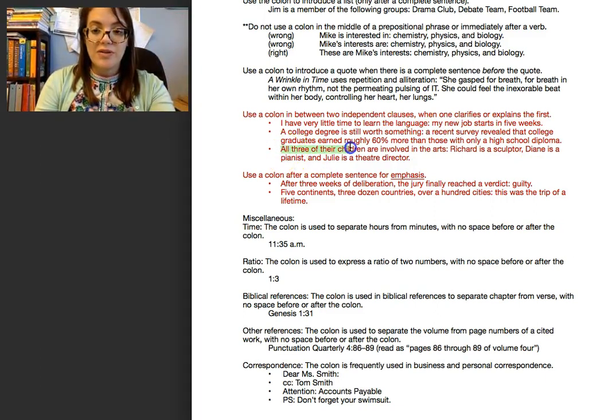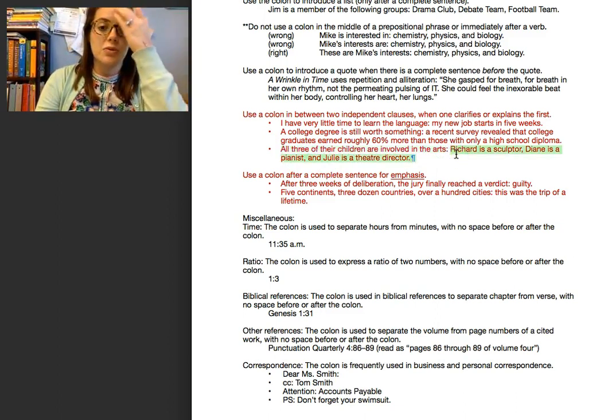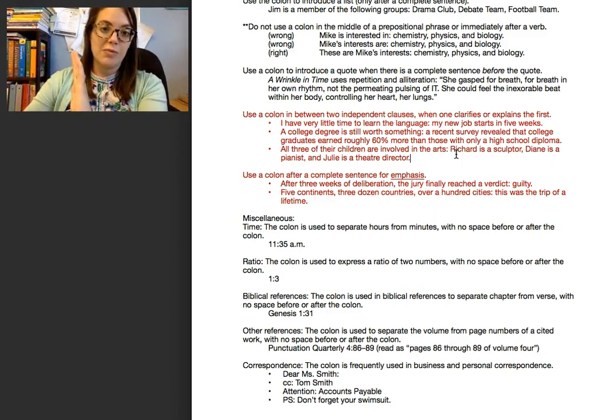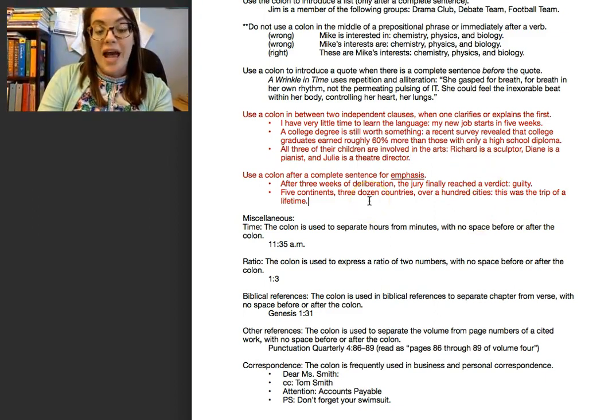All right, next one, all three of their children are involved in the arts. And then we explain it more. Richard is a sculptor, Diane is a pianist, and Julie is a theater director. So in each of these situations, I had independent clause, colon, independent clause that's giving me more information about that first clause, okay? You can also use a colon after a complete sentence for emphasis, okay?